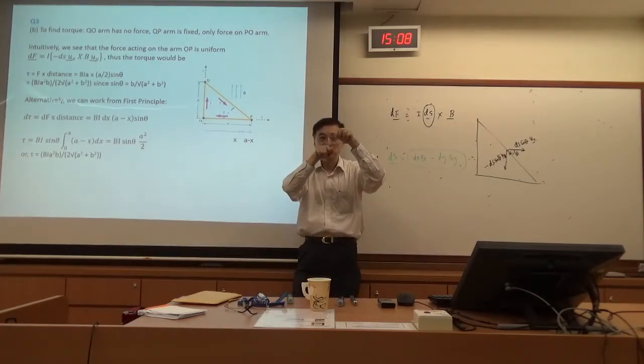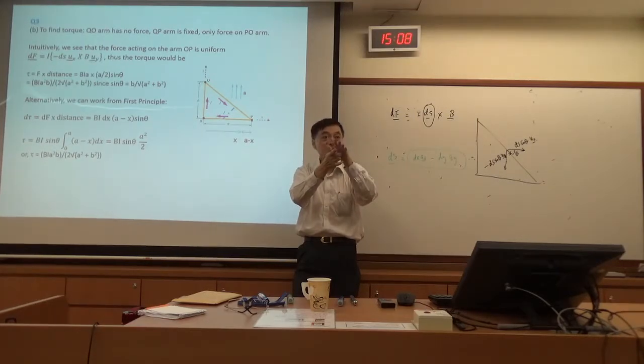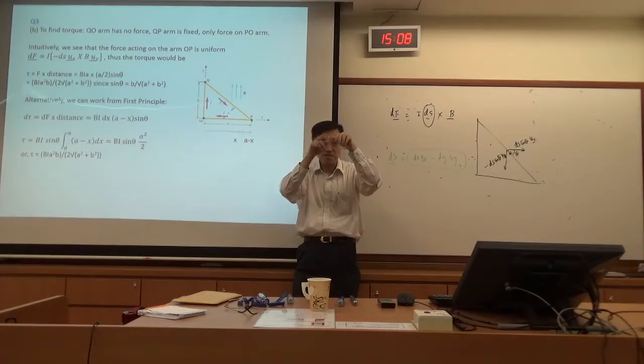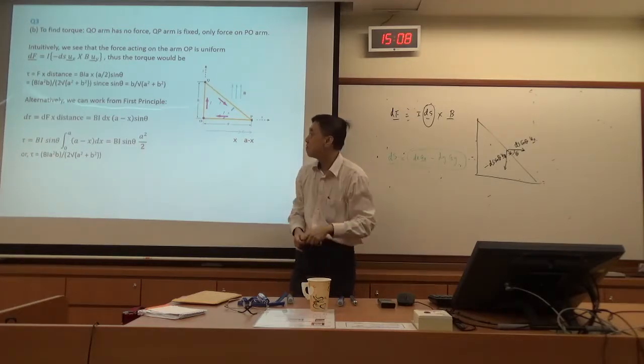This one has no force. That means this force will be just pushing it this way. Just now, this guy is pushing this way, this guy is pushing that way, so the net force is equal to 0, right? So now this one is fixed, so this one has no force, this one is fixed, this one becomes pivoted, so it becomes like this. Okay, so that's the torque.